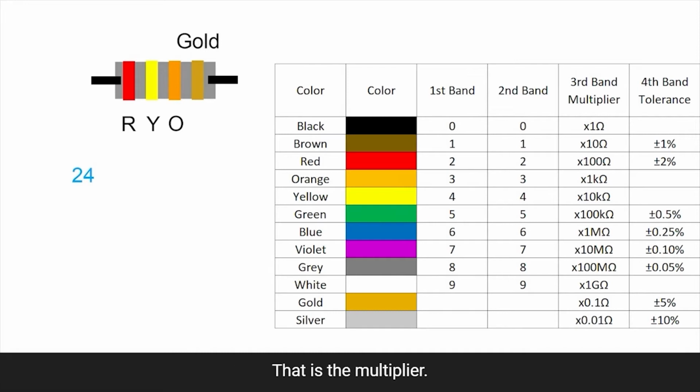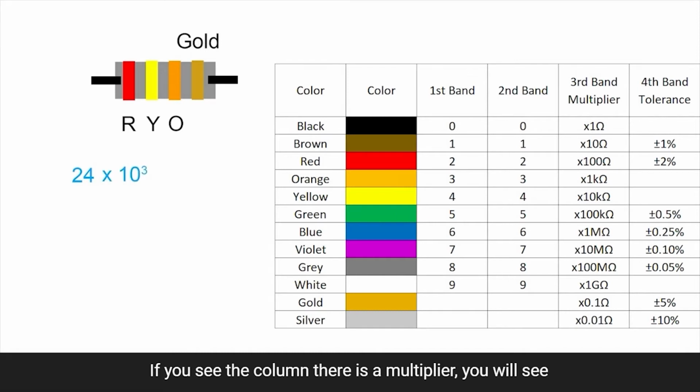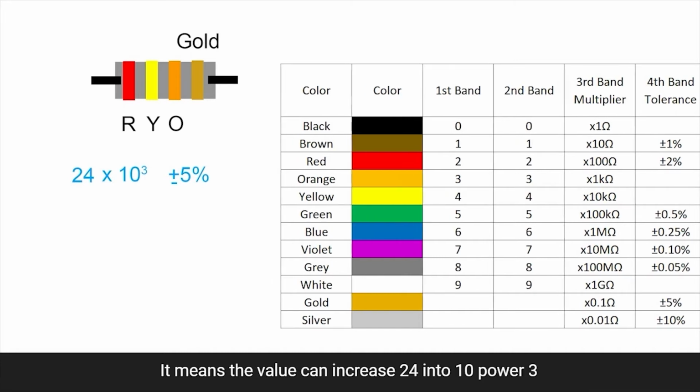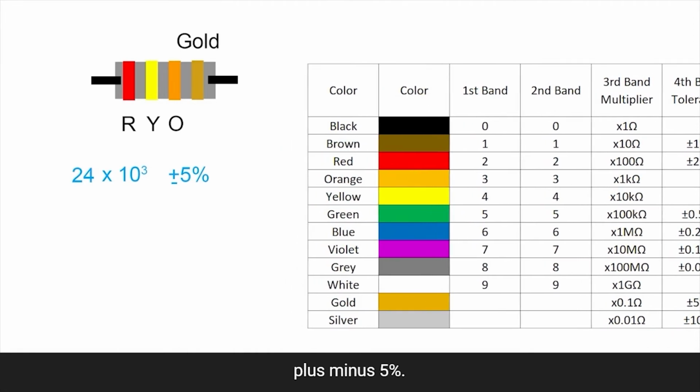The third, that is the multiplier. If you see the multiplier column there, you will see a value called 10 to the power 3. So we have to multiply 24 with the multiplier, that is 10 to the power 3. This gold is all about the tolerance. So it means 24 times 10 to the power 3. So gold is all about the tolerance, and if it is gold, we have to keep it 5%. It means the value can vary, 24 times 10 to the power 3, plus minus 5%.